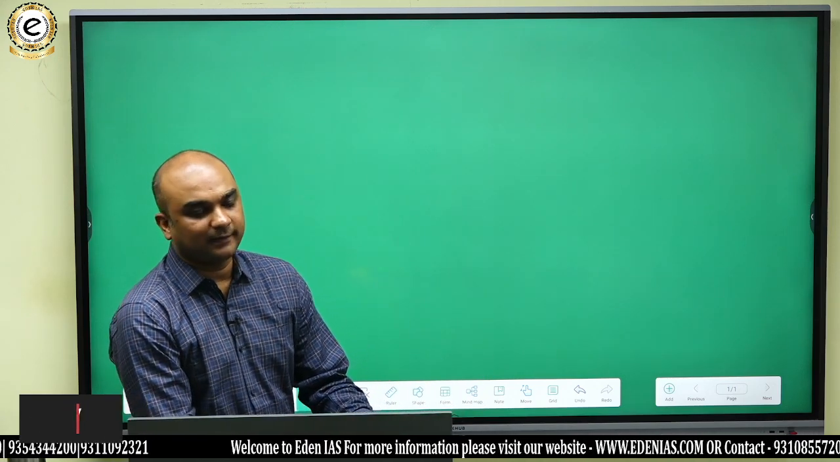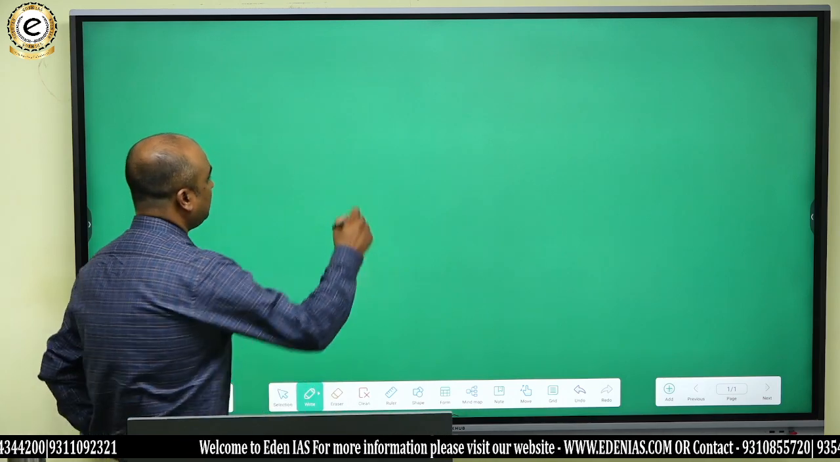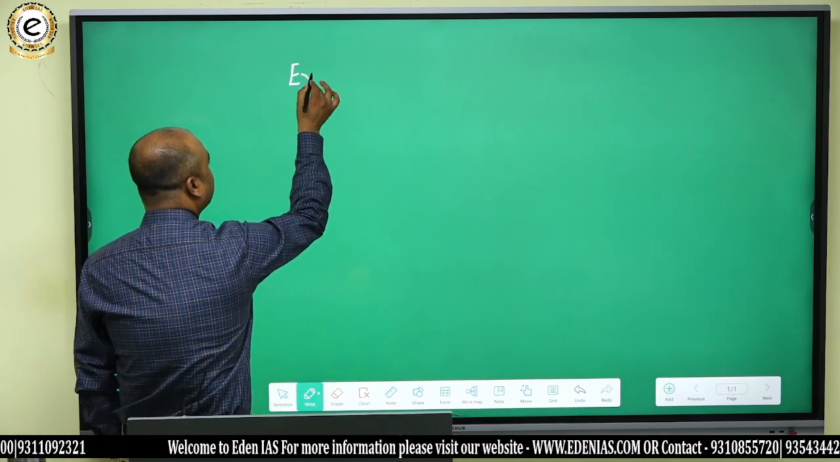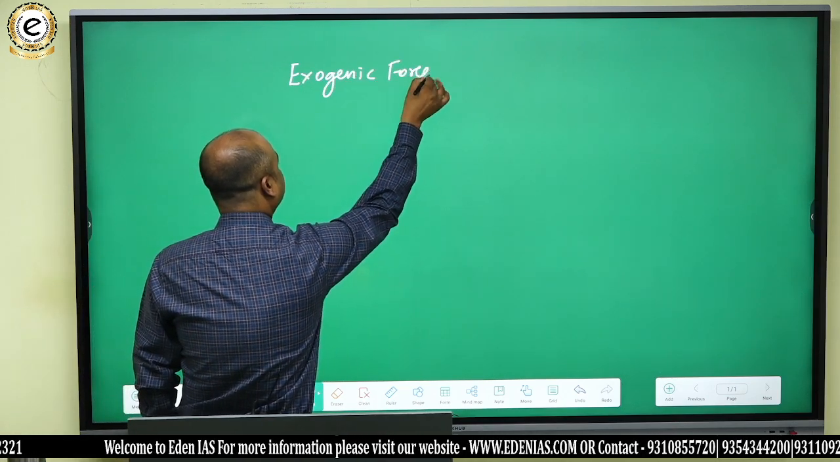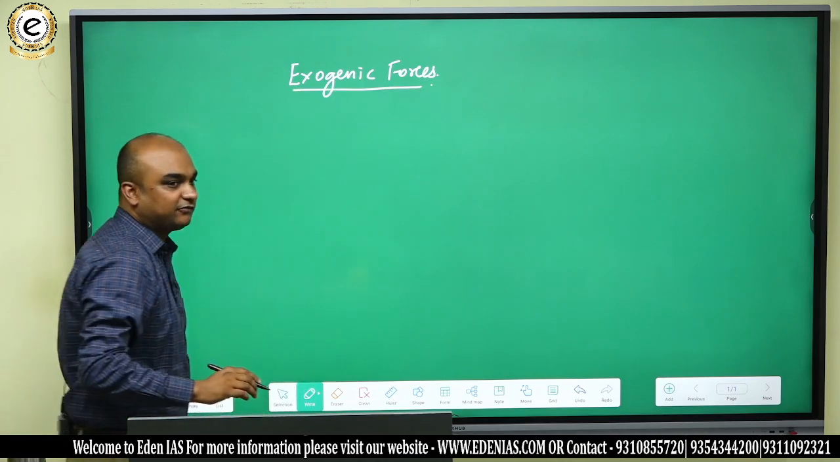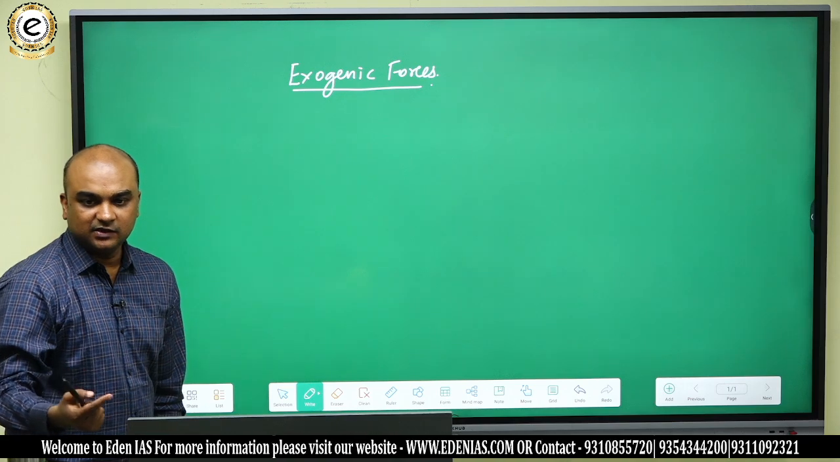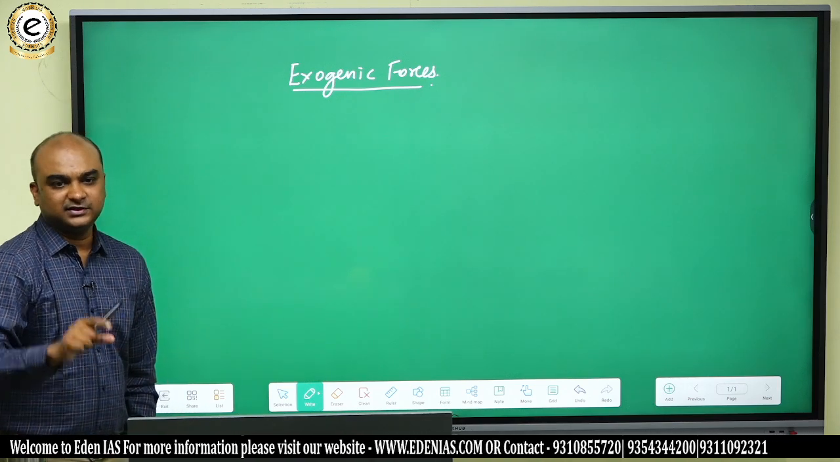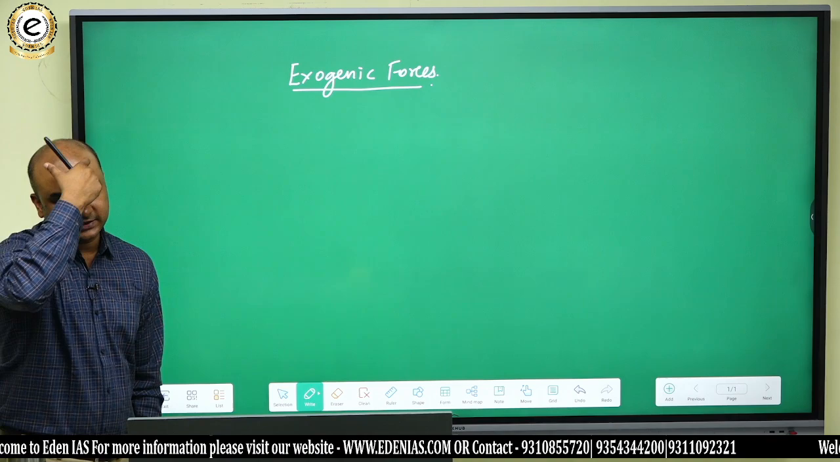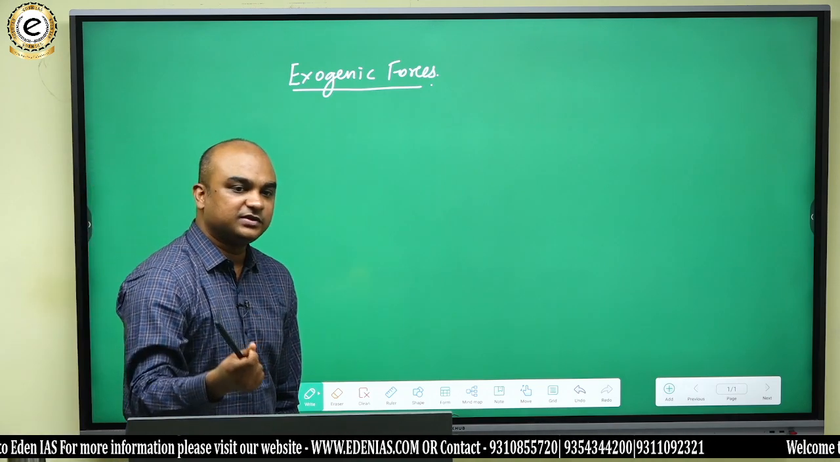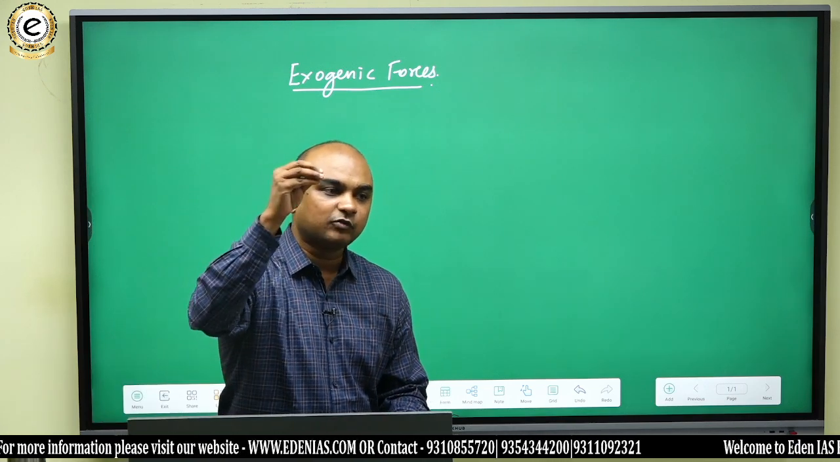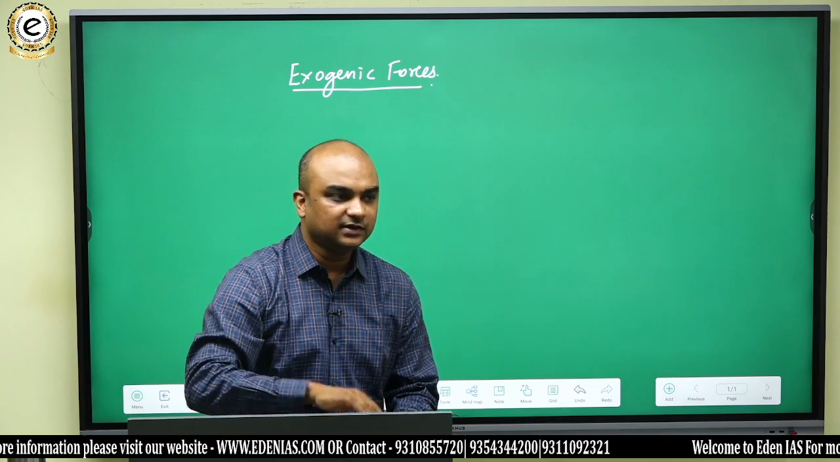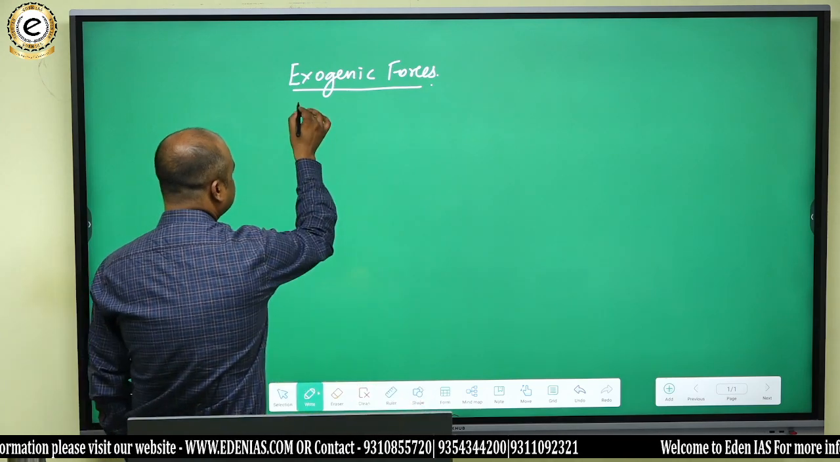Now, drop a pen and look here. When we talk about exogenic forces or exogenetic forces, if endogenetic forces originate in the Earth's interior, where do exogenetic forces originate? In the Earth's atmosphere. Do you understand that? And let me give you the examples of exogenetic forces. इन सब का काम क्या है? Landform को destroy करना. Do you understand that? Now, what are these forces?